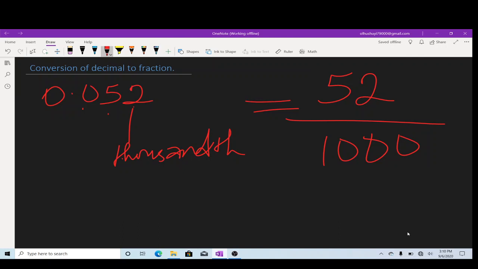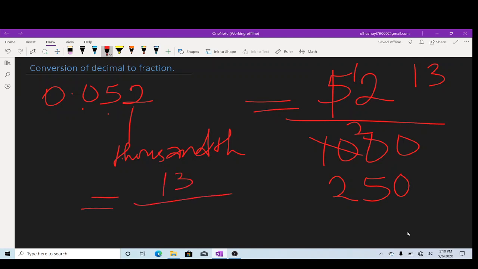So what do we have? What will divide this? I think 4 will divide. Of course, 2 can divide. Yes. Let's go with 4, a larger number. 4 here is 1. 1 left. 4 in 12 is 3. 4 in 10 is 2. 2 is left. In 20, that's 5. So bring down the 0. In 0, it is 0. So your answer is 13 upon 250.